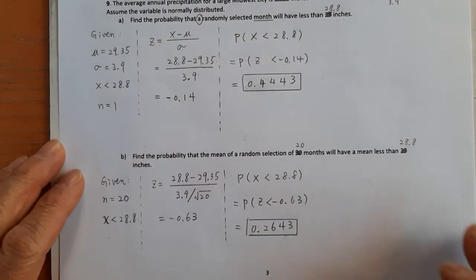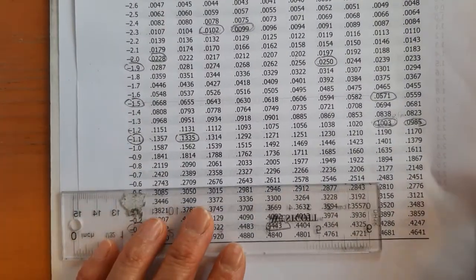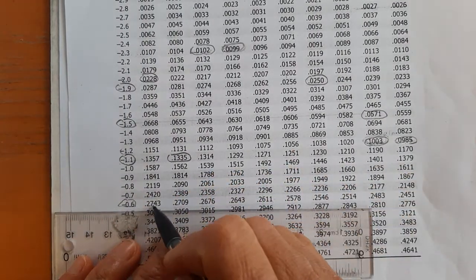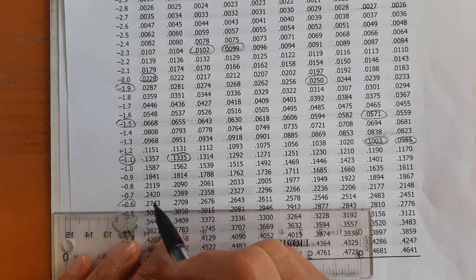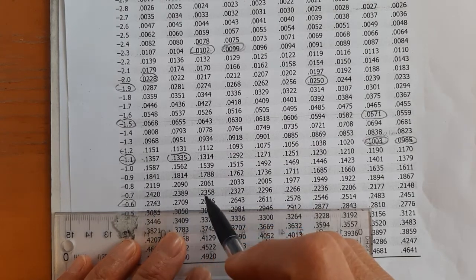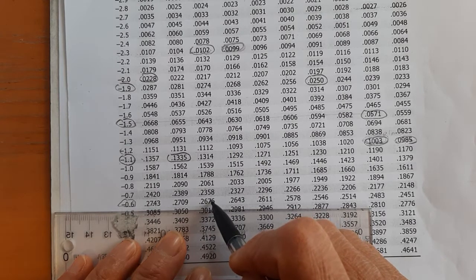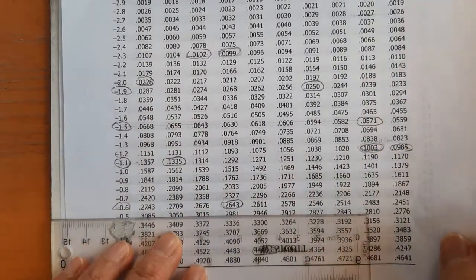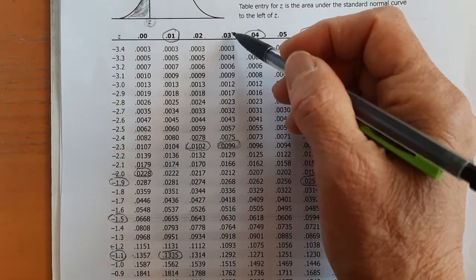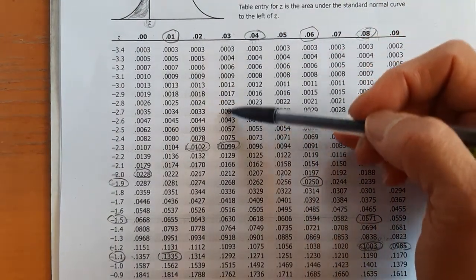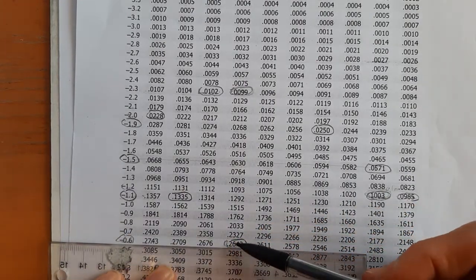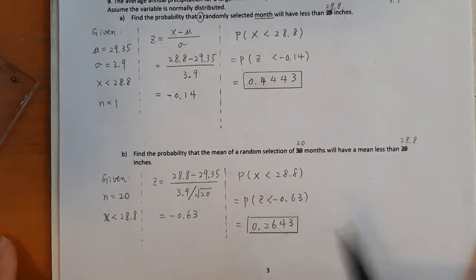So then use the table. Negative 0.63, looking for negative 0.6, this one. This is negative 0.60. This is negative 0.61. This negative 0.62. So this negative 0.63, on the top is a 3. And you go down, go this, and go left. Negative 0.63 is 0.2643.